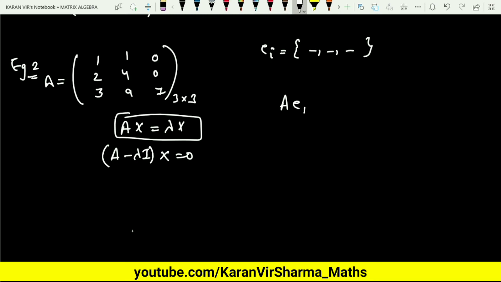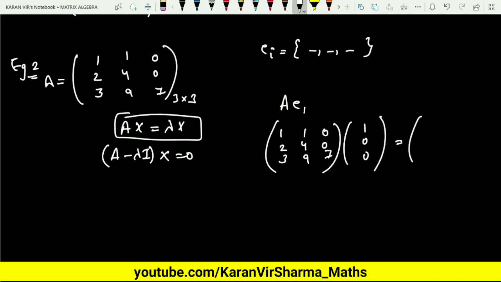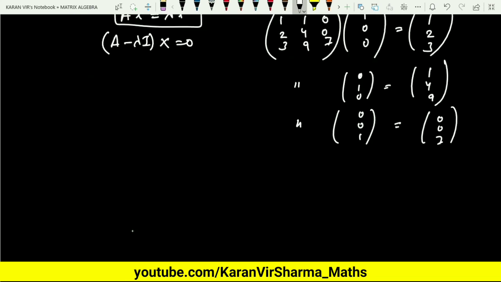So if you multiply A by e1, that is the matrix with columns 1 2 3, 1 4 9, and 0 0 7, multiply this with e1, which is 1 0 0. What you'll be getting here is 1, 2 and 3. Again, multiply this by e2, and you'll be getting 1 4 9. Multiply this with e3. Why are we doing this? Because when we multiply A with e3, we get the output 0 0 7.